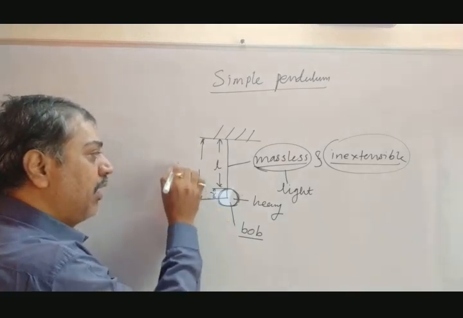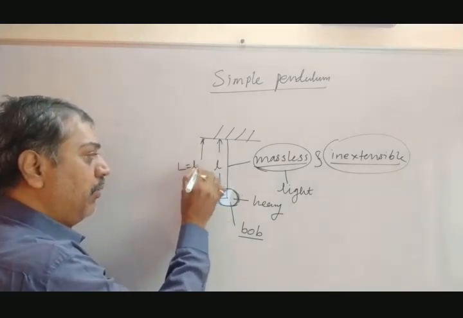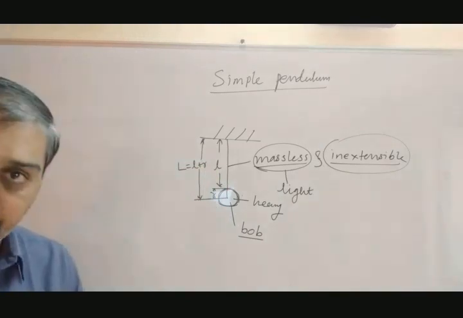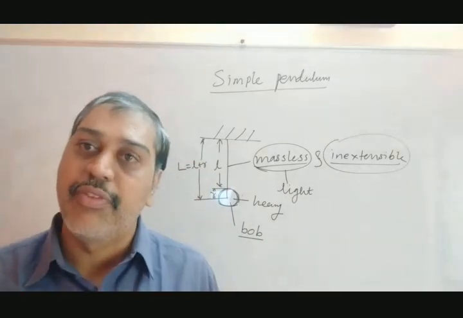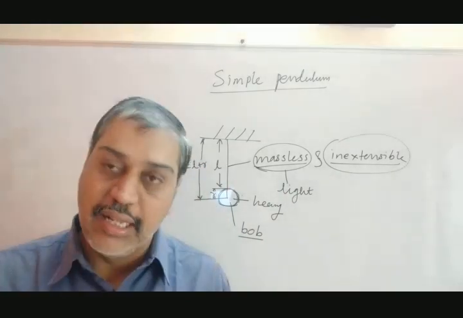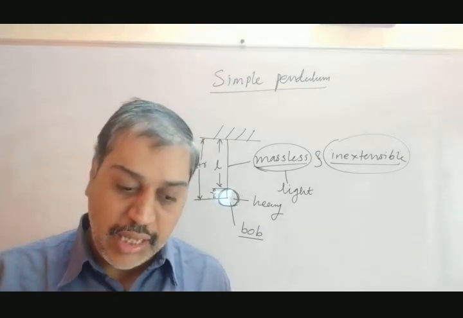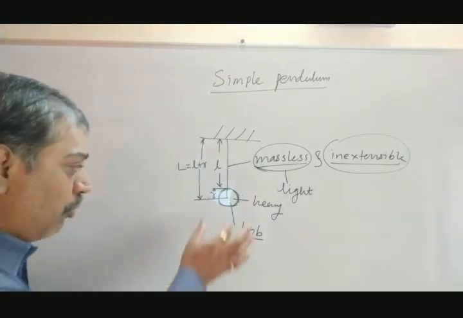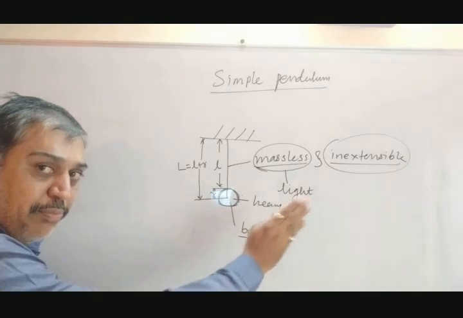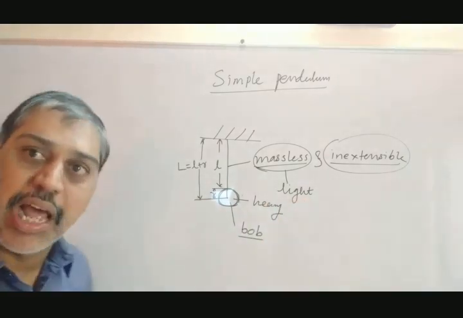It is represented by capital L equal to small l plus r. That is said to be the length of a simple pendulum. Now when the bob is moving, we move it to this side and leave it. It performs to and fro type of motion, simple harmonic motion.